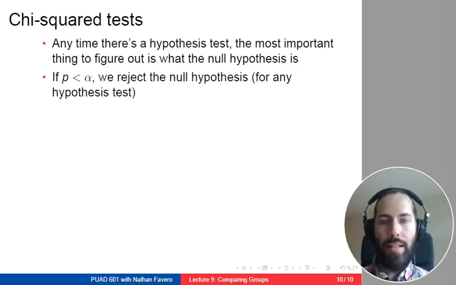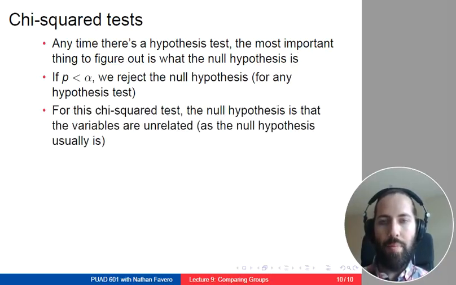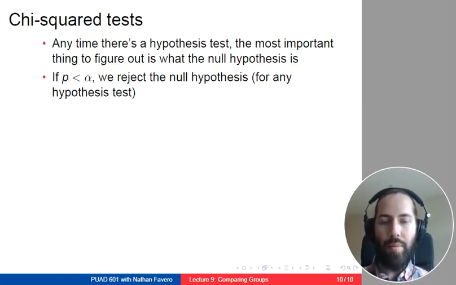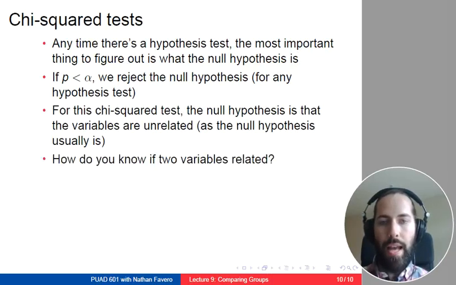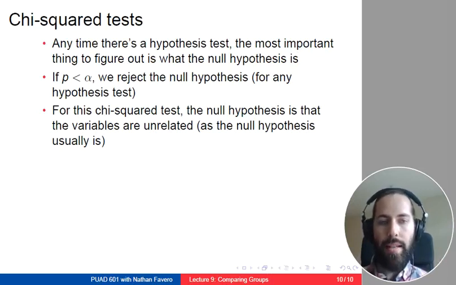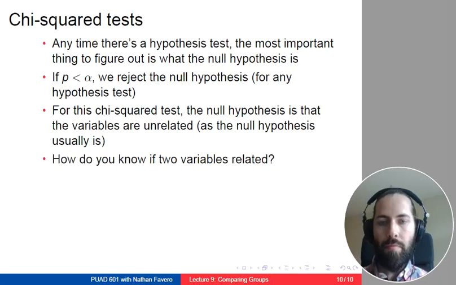So anytime, regardless of what kind of hypothesis test it is, anytime p is less than alpha, we reject the null hypothesis. And anytime, of course, p is greater than alpha, we're going to fail to reject the null hypothesis and reach inconclusive results. For this chi-squared test, the null hypothesis is that the two variables are unrelated, just like we said. And so, since we have a small p-value, we're going to reject the idea that they're unrelated.